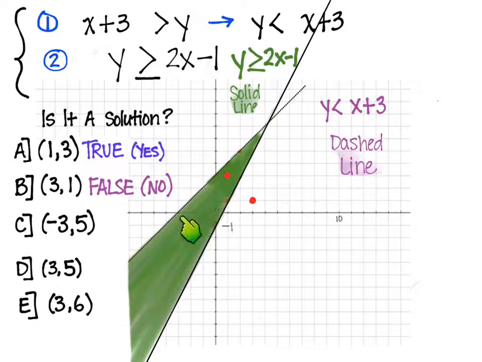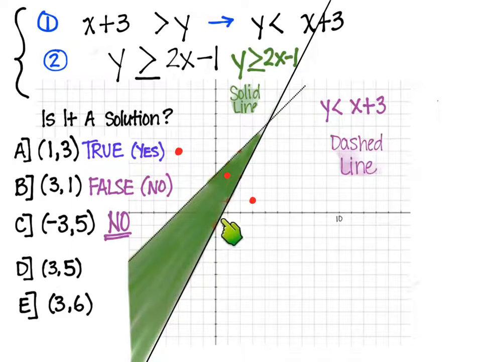-3, 5, we're going to go over to -3 and down 5. Oh, excuse me, it's +5. So over 3 and then up 5 because -3, +5. And this is not in the shaded region. So no, it's not a solution.